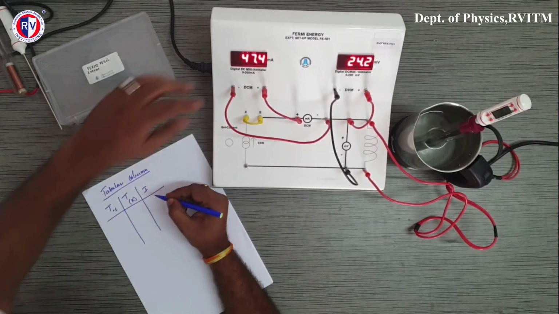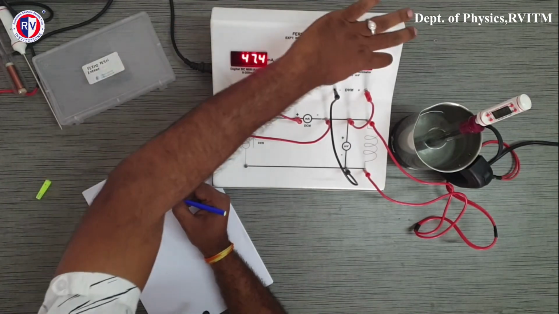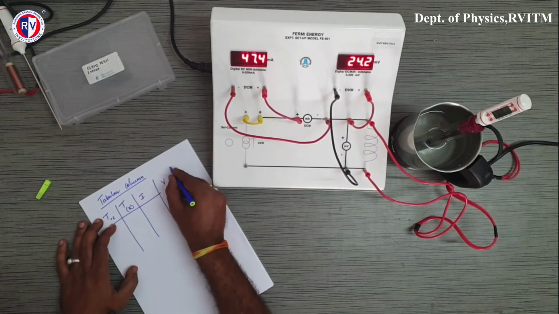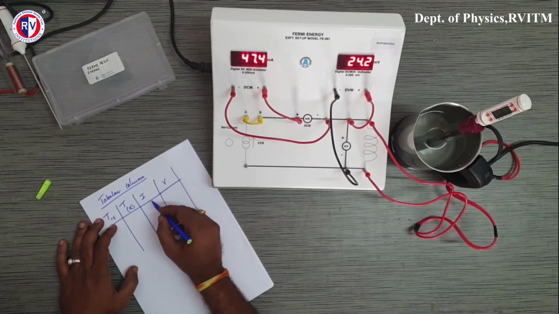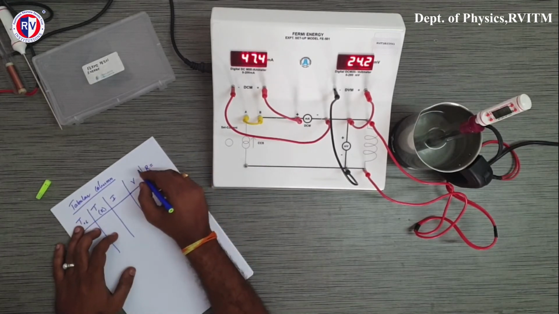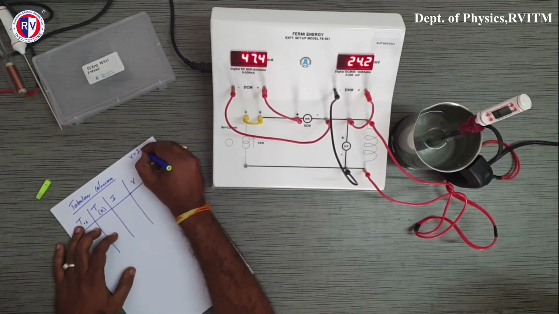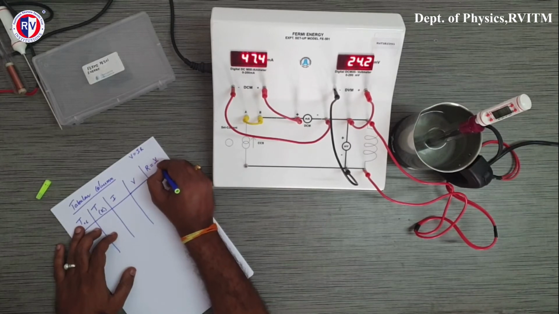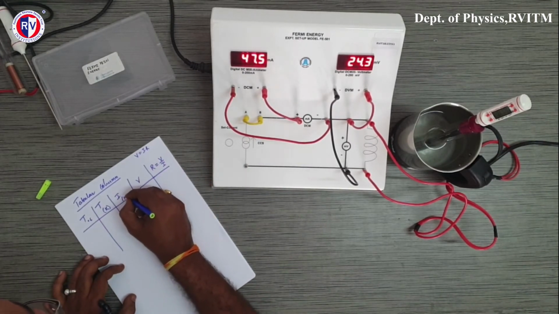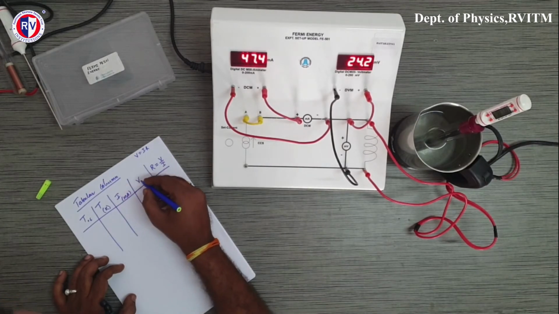And we are going to measure the current and the voltage here. By measuring the current and voltage, we can calculate the resistance using Ohm's law. According to Ohm's law, V is equal to IR, therefore R is equal to V by I. The unit here is milliampere, and here it is millivolts.